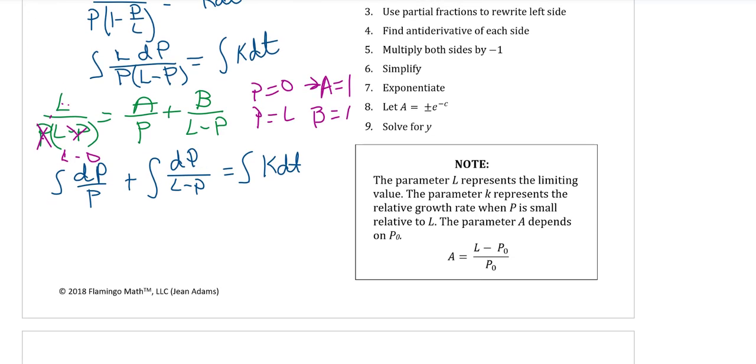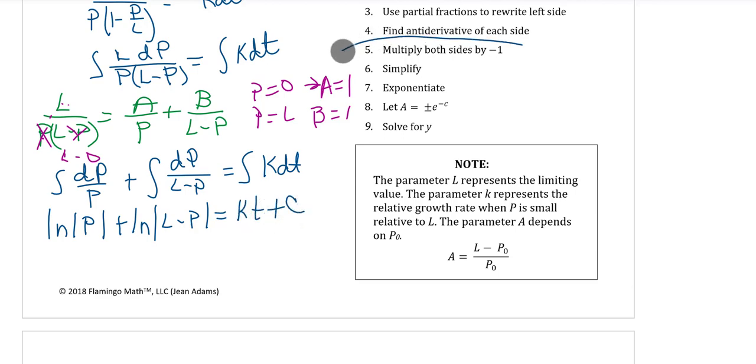I'm going to run out of room here. I may have to move over to the side. I'm going to get ln of the absolute value of p plus ln of L minus p is going to equal kt plus c. Now, the reason why you want to do step 5, multiply both sides by -1, is it makes solving for p a lot easier.